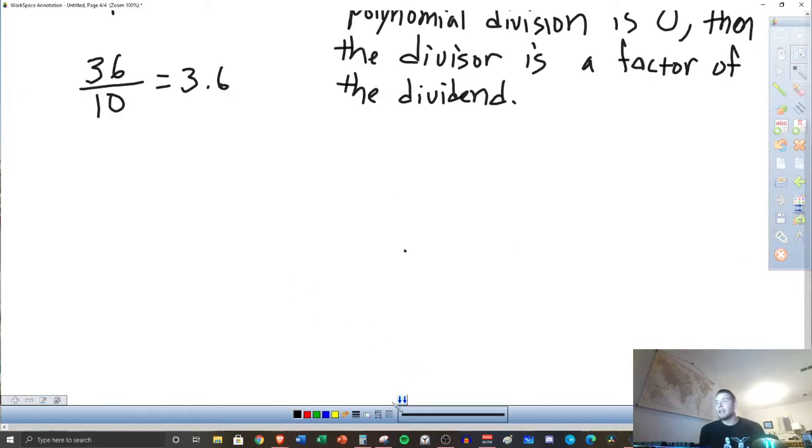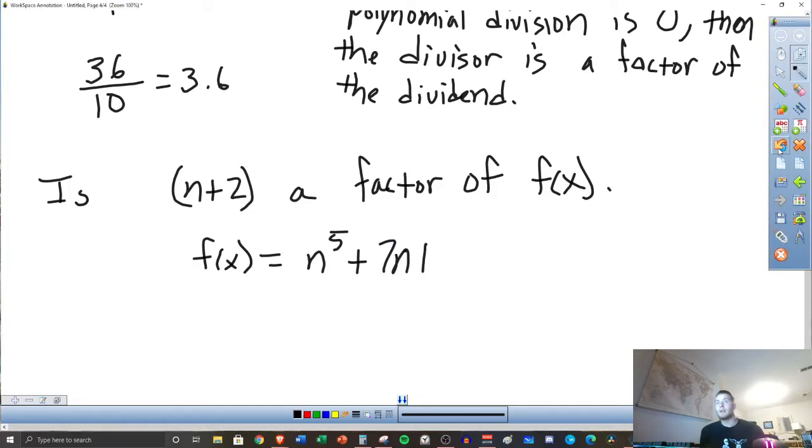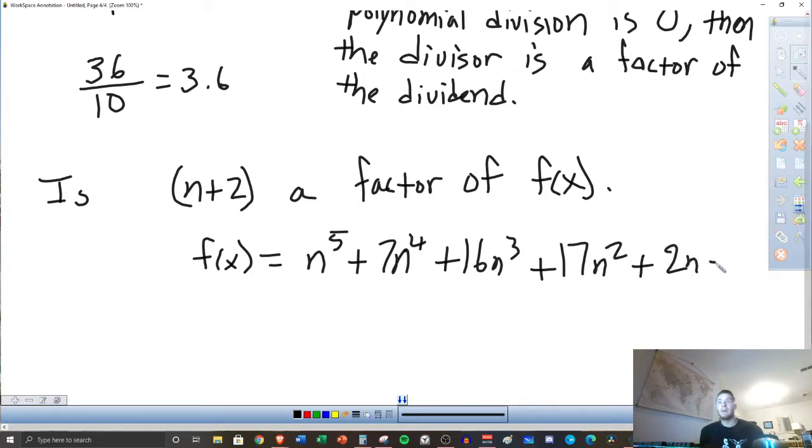So we're going to say, is n plus 2 a factor of f of x? Okay, and we're going to say f of x equals n to the 5th plus 7n to the 4th plus 16n to the 3rd plus 17n squared plus 2n minus 8.